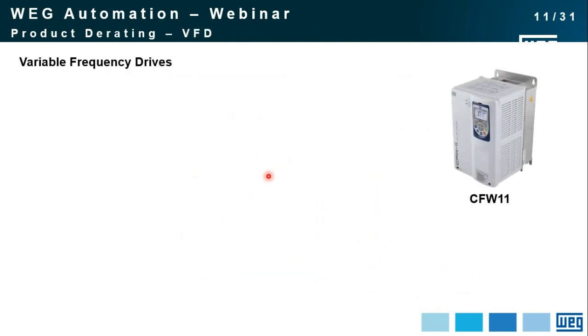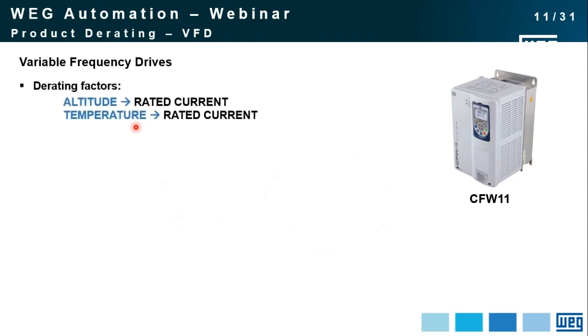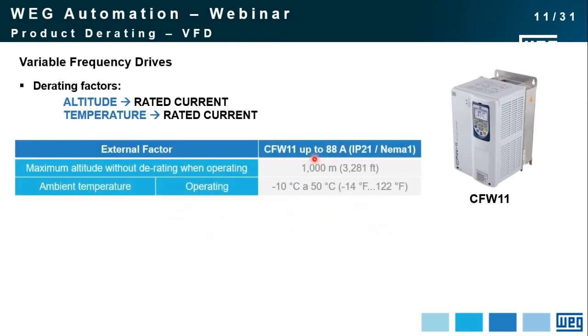Let's go to the first product. The first one is a variable frequency drive that I will simply say here drive. So the main effect of the derating factors is on the rated current. So both altitude and temperature affect the rated current of this product. If we take the technical data from this specific CFW11 up to 88 amps and in this IP degree of protection, we can learn that we can use up to 1000 meters without any derating, and we can use from -10 to +50 degrees Celsius normally.